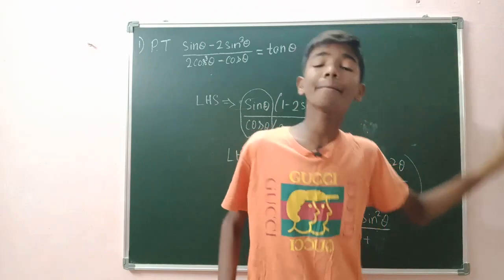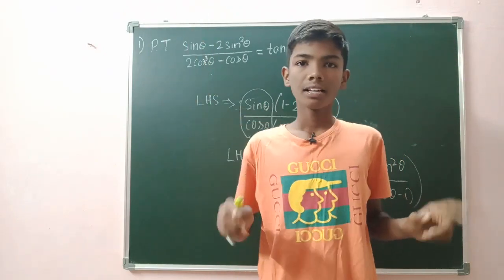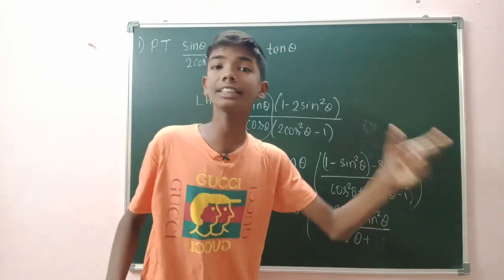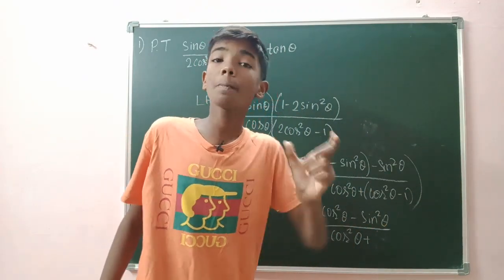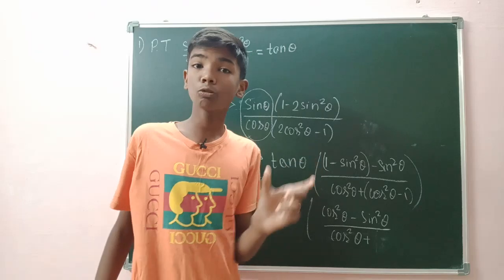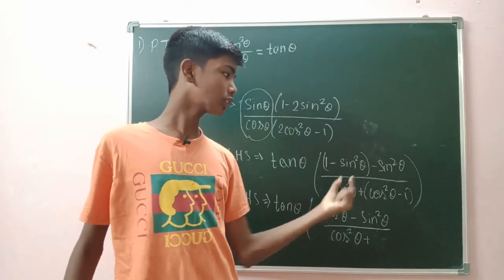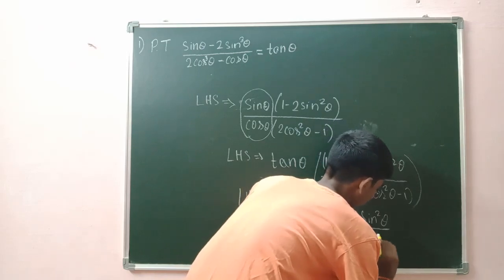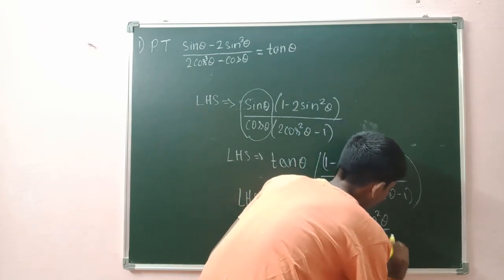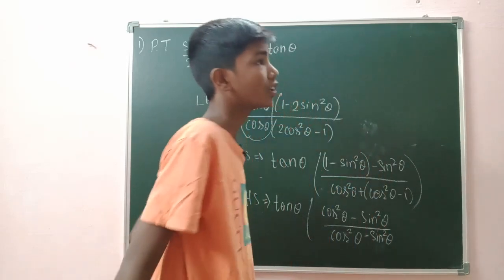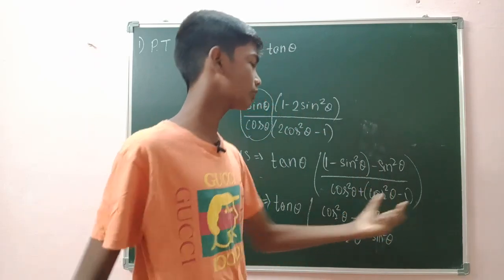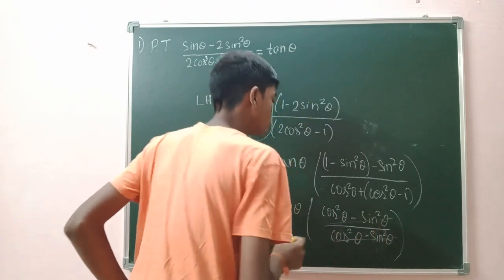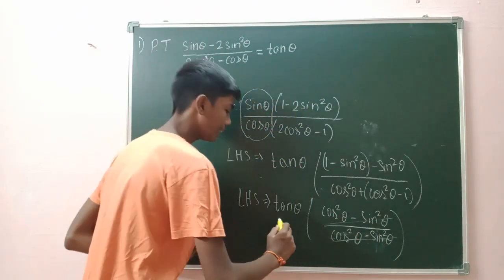We know that 1 minus cos square theta is sin square theta. Then what will be cos square theta minus 1? That will be minus sin square theta, just by multiplying minus 1 on both sides. Very simple, because we know that 1 minus cos square theta is sin square theta, so cos square theta minus 1 will be minus sin square theta. So now I can cancel these two terms. Therefore in the LHS I am getting tan theta.